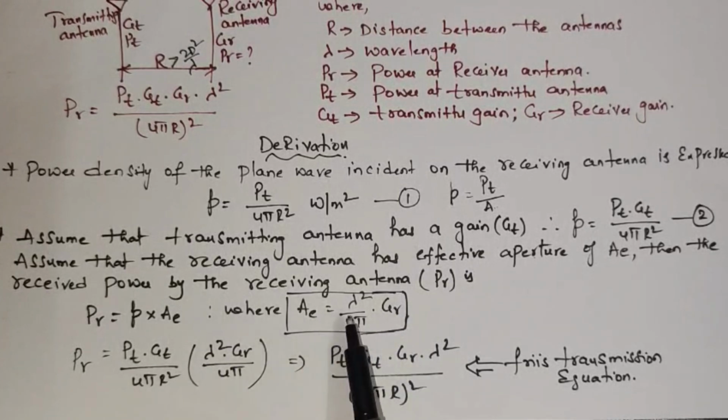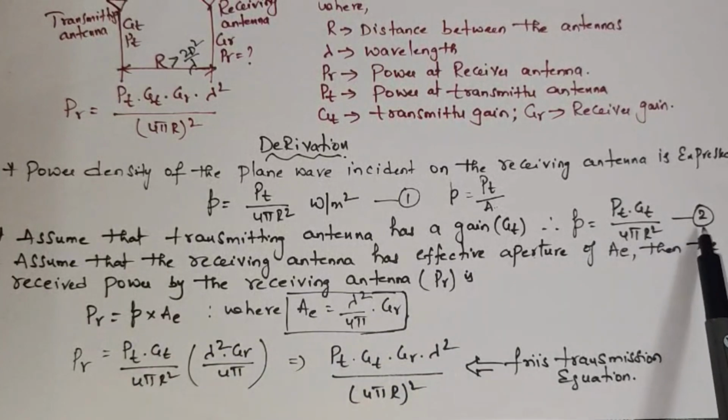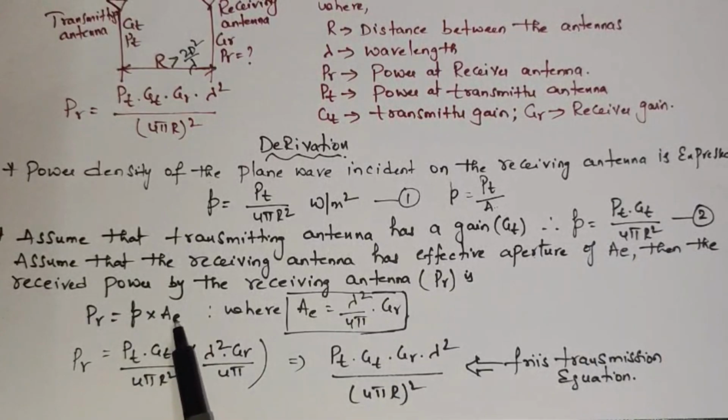If you substitute small p from equation 2 and the effective aperture formula here, and rearrange the equation, finally the total power received at the receiver antenna is PT into GT into GR into lambda square by 4 pi r whole square. This is the Friis transmission equation.